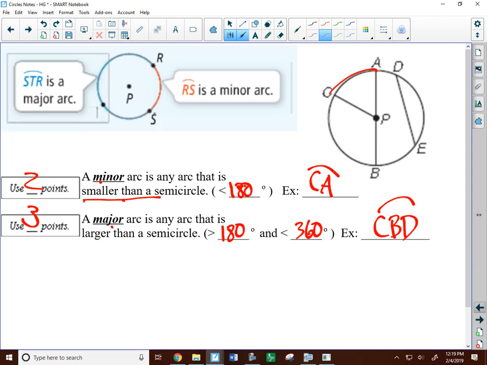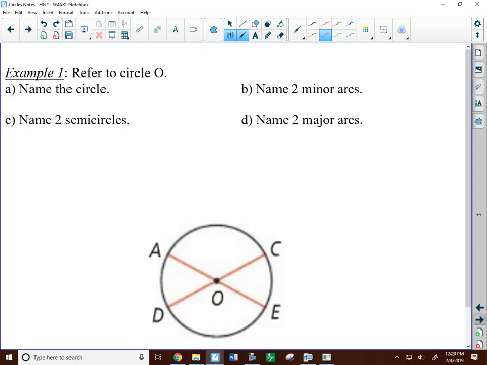Okay. With that knowledge, here's what I want you to do: try examples 1, 2, and 3. I'm going to give you about 2 minutes on each, and just keep going. After you're done with this one, move on to example 2, and then after about 2 minutes, I'll go over example 1. Then I'll go over example 2 and then example 3. So for example 1, circle O. I'll give you that one.